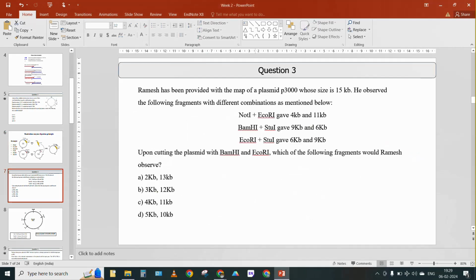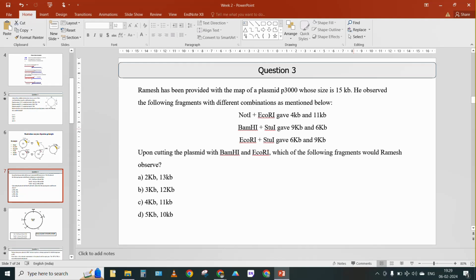So the next question is: Ramesh has been provided with a map of a plasmid P3000 whose size is 15 kb. Ramesh observed the following fragments with different combinations: NotI with EcoRI gave two bands of 4 kb and 11 kb, the second combination, BamHI and StuI, gave two bands of 9 kb and 6 kb, and EcoRI and StuI gave 6 kb and 9 kb, two bands.